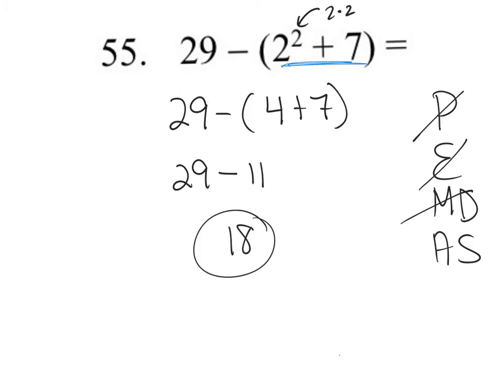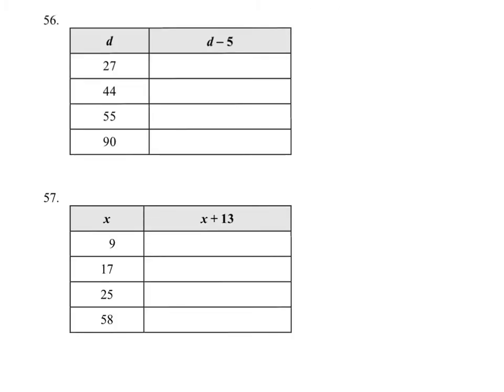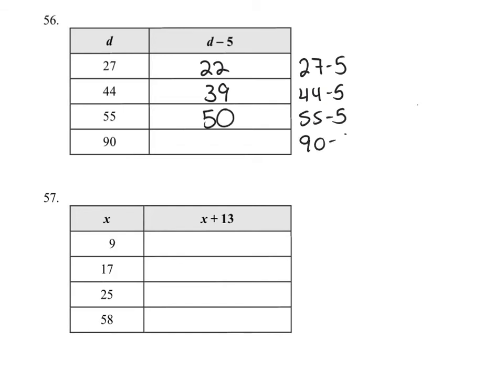Okay, questions 56 and 57 are using expressions, and you are completing the table from the expression, which these should look very similar to what we did on the last test. So we are plugging in for D. So we're going to start with 27, so this would be like 27 minus 5, which is 22, 44 minus 5, which is 39, 55 minus 5, which is 50, and then 90 minus 5, which is 85.